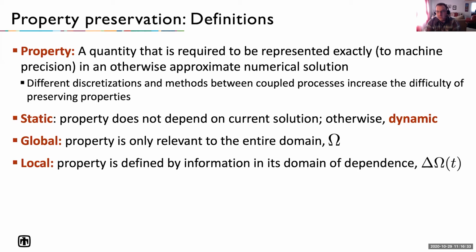And then we have different categories of properties. A static property does not depend on the current solution. So for example, a mixing ratio is always between 0 and 1. If it's not static, it's dynamic. It depends on the current state of your solution. A global property is relevant only to the entire domain. So global mass is a global property. Global positivity of density is a global property. And a local property is defined by the discrete domain of dependence. So this is where, for example, you don't want a new extremum forming at a particular point if that extremum doesn't already exist in the previous time step.